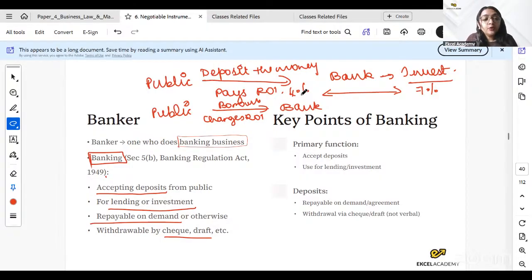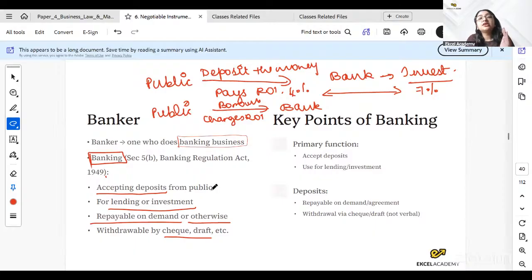Now, accepting deposits. The bank is accepting deposits for the purpose of lending, and it is repayable on demand. Let's say I have deposited money in my current account. I can withdraw the money at any given point of time, that is, either on demand or otherwise.